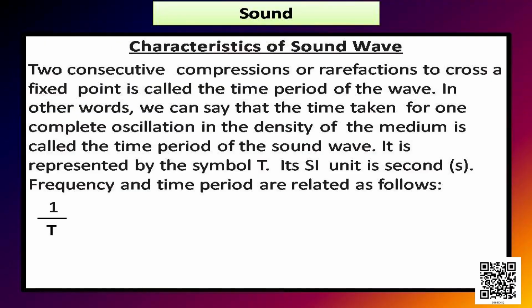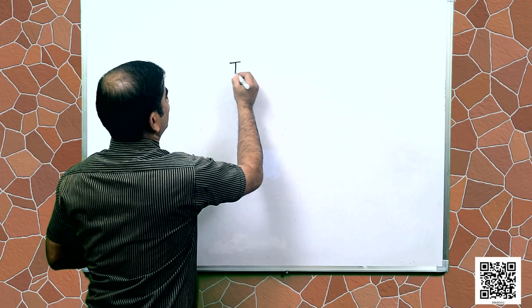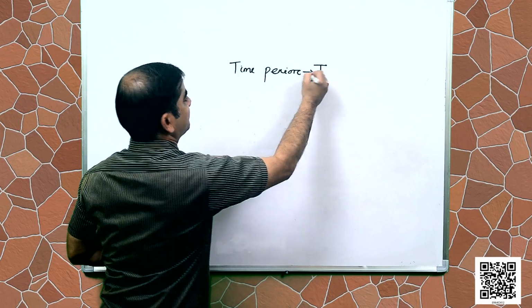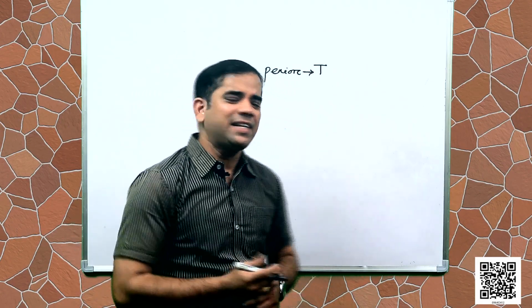Students, the time taken by two consecutive compressions or rarefactions to cross a fixed point is called the time period of the wave. In other words, the time taken for one complete oscillation in the density of the medium is called the time period of the sound wave. Time period is represented by the symbol T, and its SI unit is second.